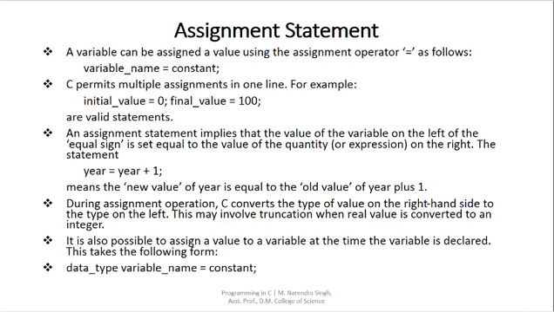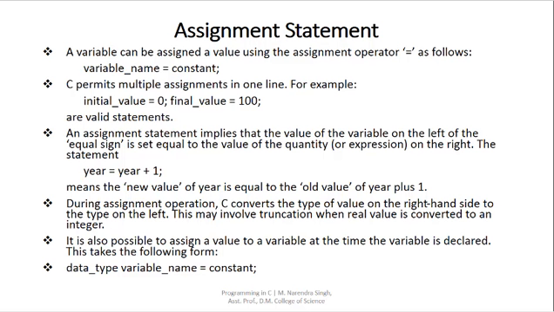Next, let us see what an assignment statement is. A variable can be assigned a value using the assignment operator = as follows. variable_name = constant, where constant is a character constant or a numeric constant, and it is being assigned to the variable_name by the assignment operator, single equal to.